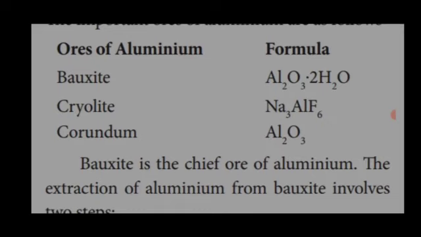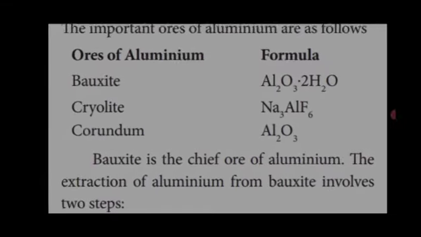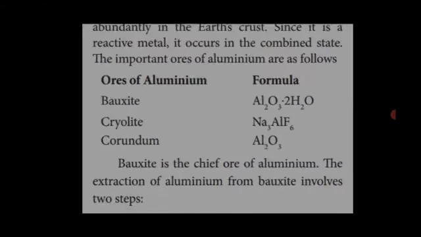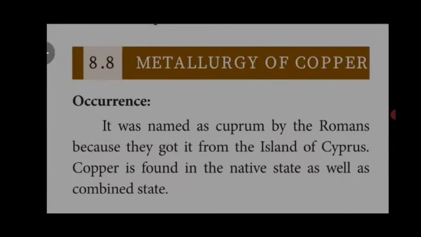There are two steps involved in extraction of aluminium. The first process is the Bayer process. The second process is the Hall process. Finally, we get pure aluminium. Today we will learn about the extraction of another element: metallurgy of copper.